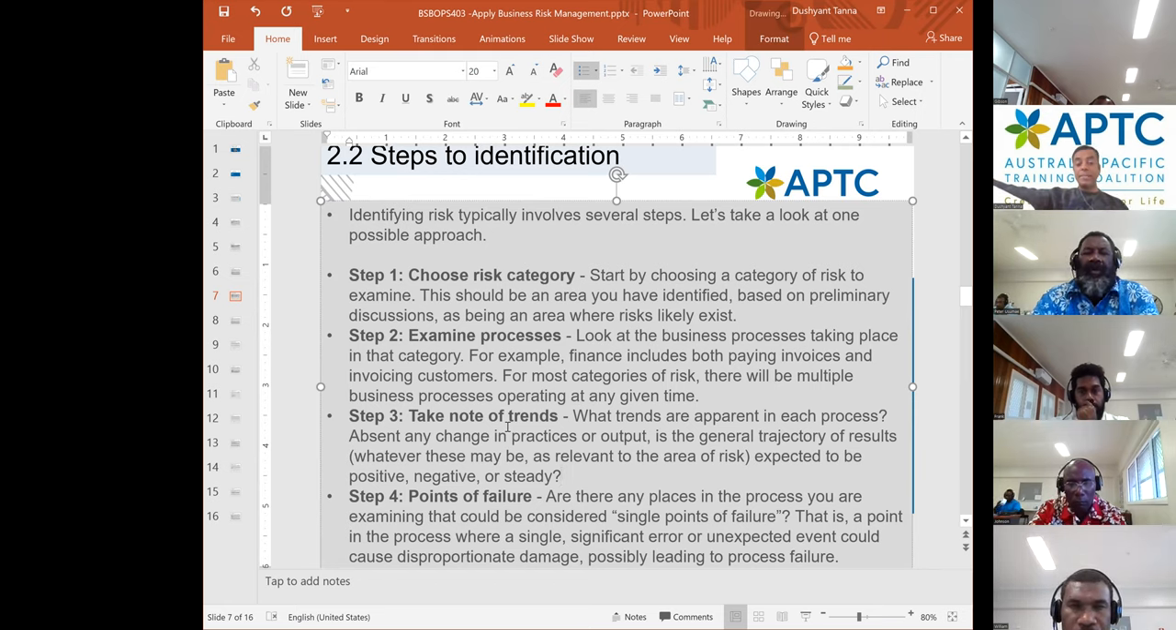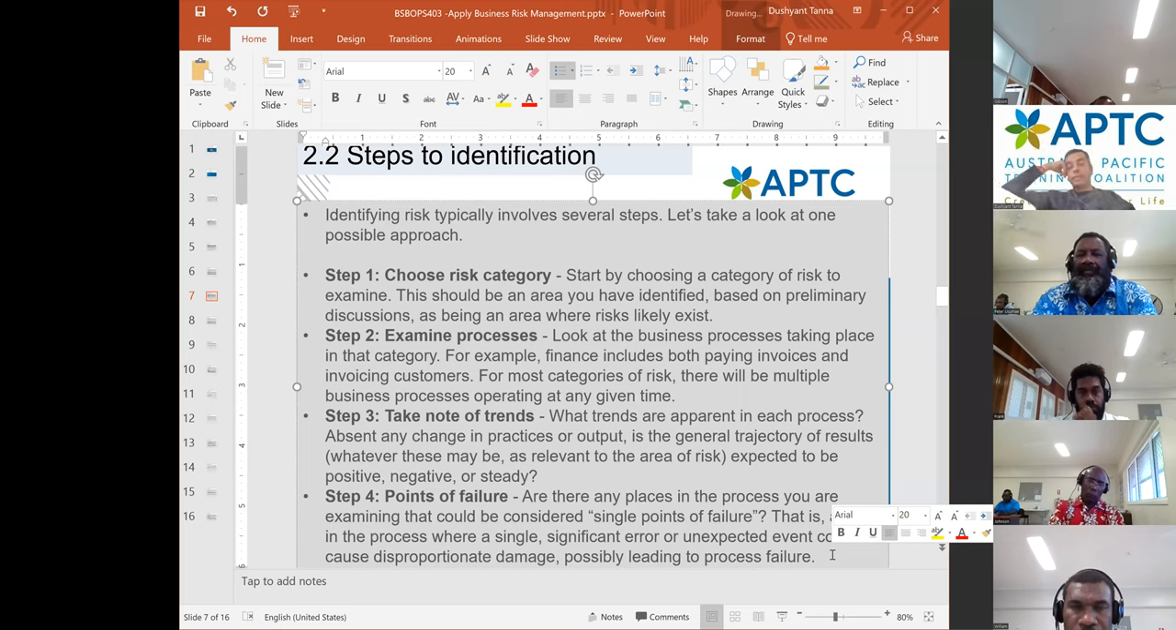Points of failure. Are there any places in the process you are examining that could be considered a single point of failure? That is a point in the process where a single significant error or unexpected event could cause disproportionate damage, possibly leading to process failure. Let me explain in terms of COVID again. If you don't wear a mask, a single thing can shut down the whole course for a few days. Let's say someone has COVID, they didn't wear the mask, they pass it on to many other people, including staff members, everyone was in isolation. The APDC course shuts down for a few days or weeks, depending on the severity. Just one point of failure.